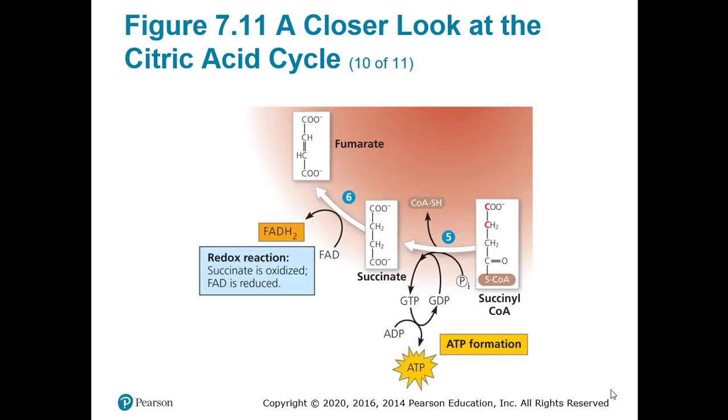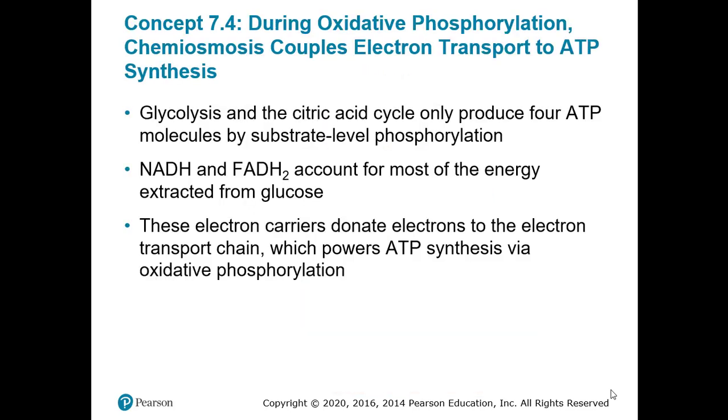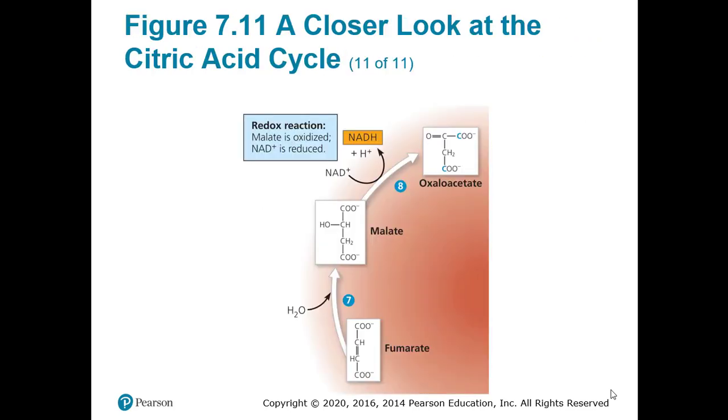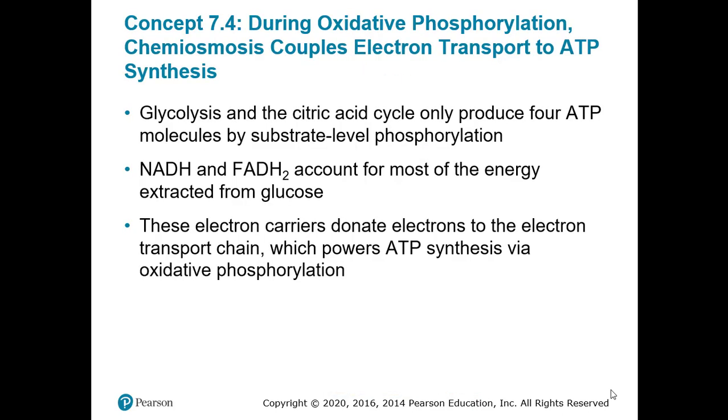Then succinyl-CoA, here you're going to use GTP to help make the ATP. That's going to convert the succinyl-CoA to succinate. Okay, succinate gets converted to something else. As the succinate is converted to fumarate, we're going to make the FADH2. And fumarate is going to be converted to malate, which is going to make another NADH, and then it goes back to the oxaloacetate. Okay.